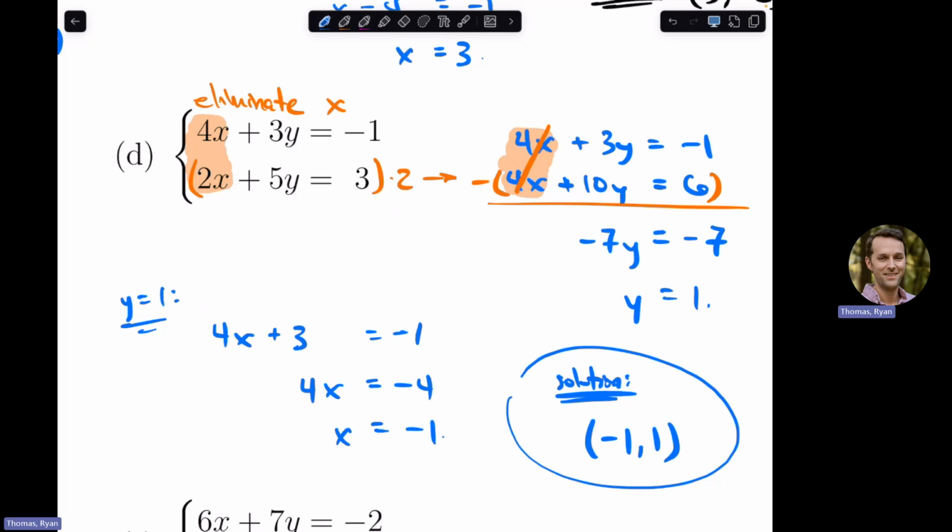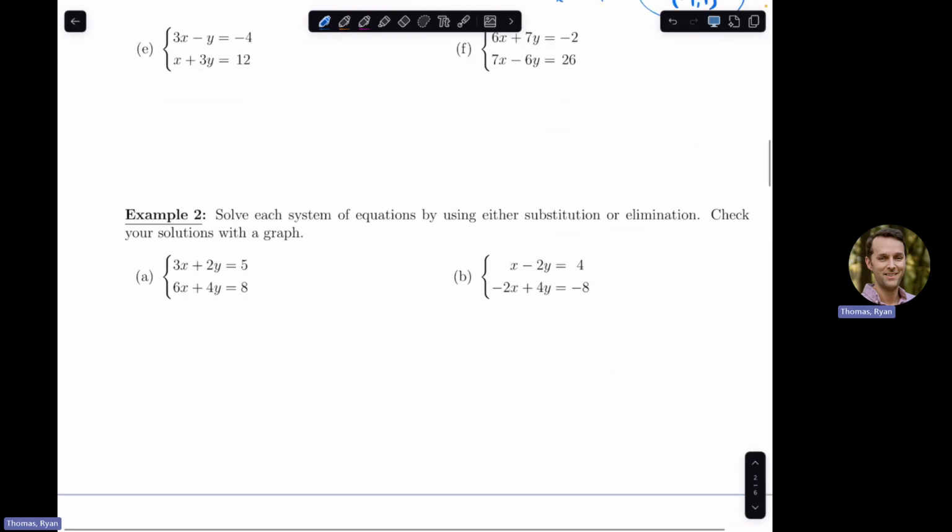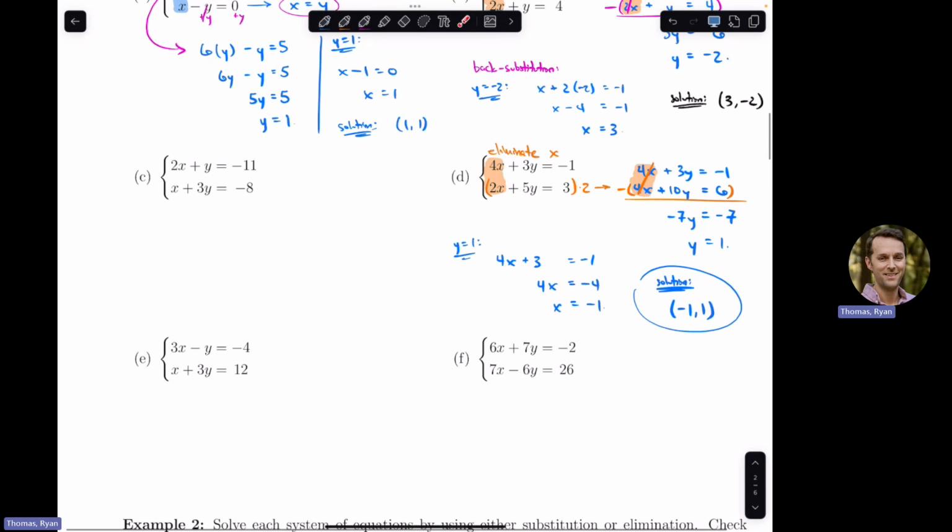Okay? Everybody feel like you're getting the feel for this? Okay, good. That's pretty much it. That's the main tool that we're going to need for today and into next week for this last little bit of material: substitution or elimination. So let's take a look real quick. I'm going to leave these C, E, and F for y'all to practice with.